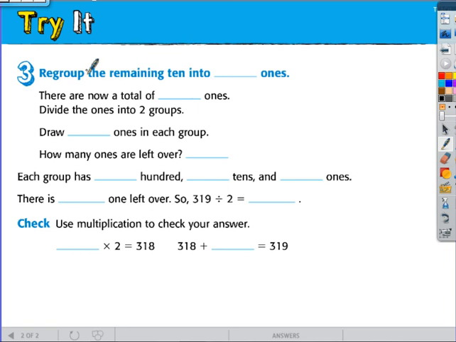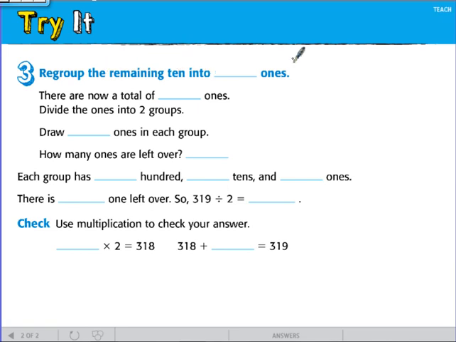So here we go. It says regroup the remaining 10 into how many ones? 10 ones. Very good. Draw the ones in each group. How many ones do we have in each group? 9 ones in each group. How many ones were left over? 1. So each group has how many hundreds? 1 hundred. How many tens did each group have? 5. How many ones did each group have? 9.